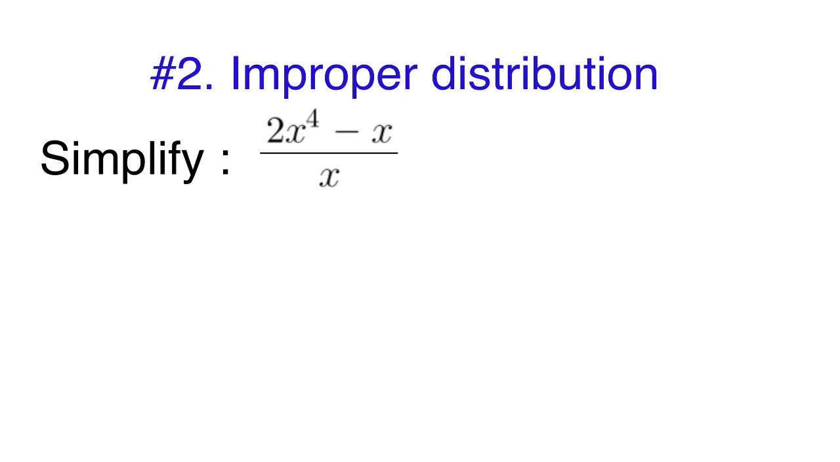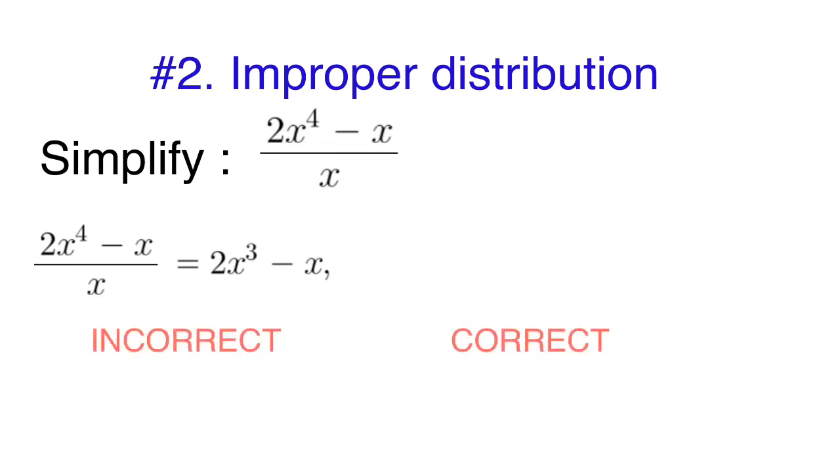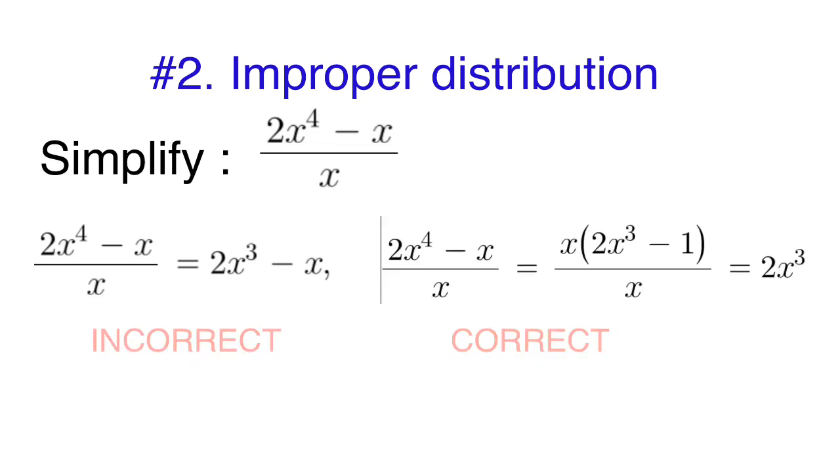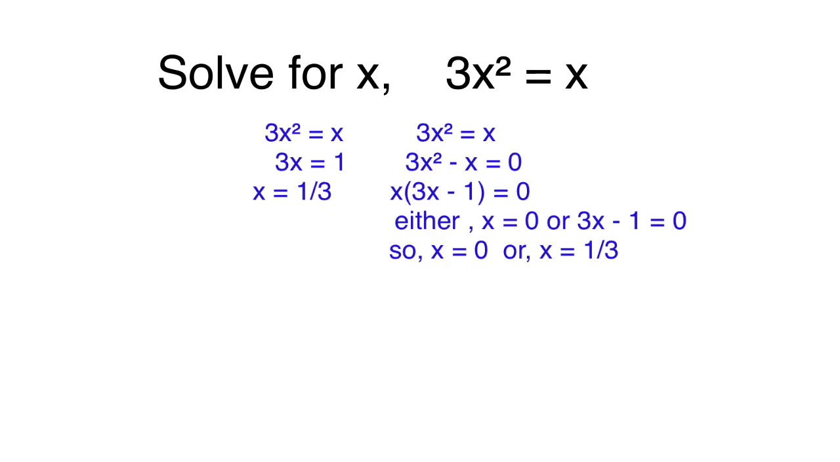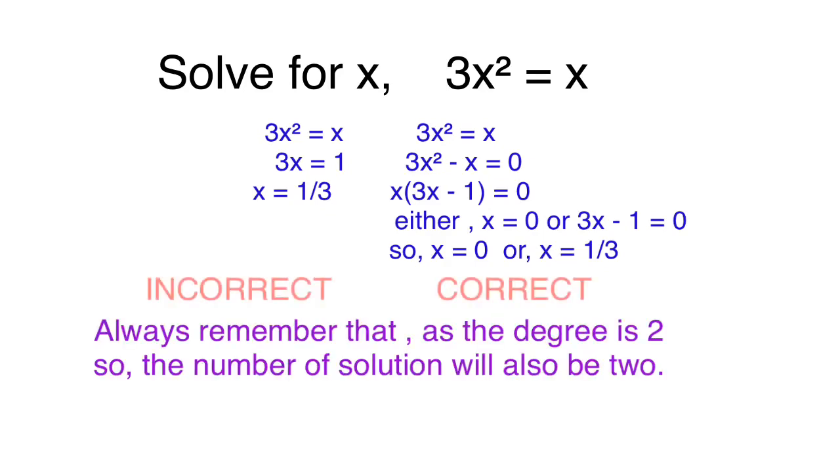Again, in improper distribution, students usually simplify 2x to the power 4 minus x by x as 2x cube minus x, but the correct form is 2x cube minus 1. Again, 3x square is equal to x. We have to solve for it. In the first case, the student got x is equal to 1 by 3, and in the second case, x is equal to 0 and x is equal to 1 by 3. Always remember that as the degree is 2, the number of solutions will also be 2.